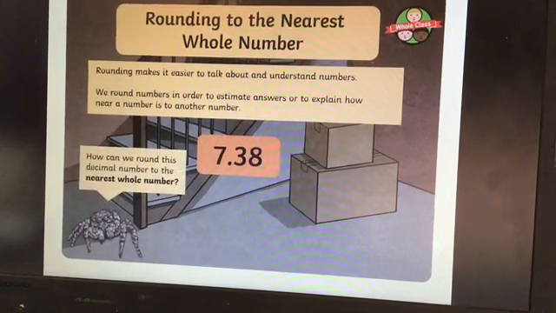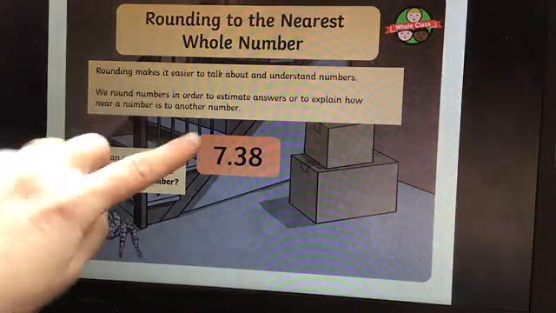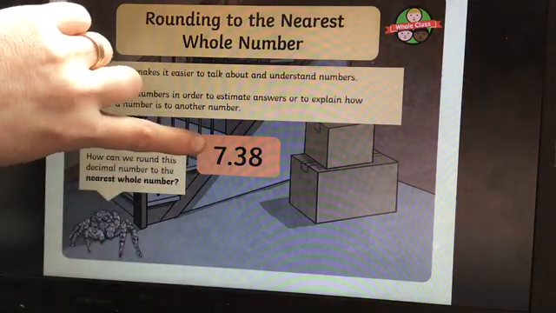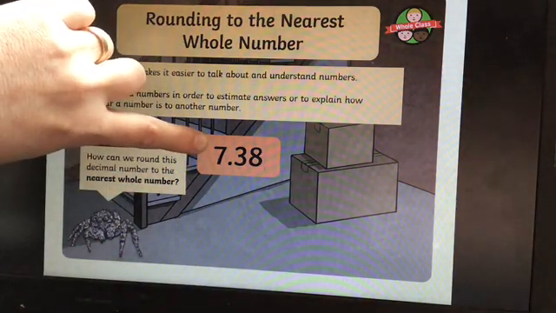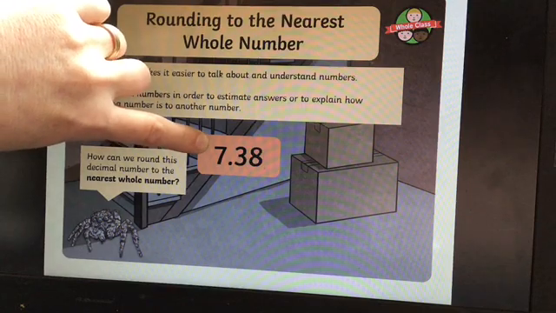So if I'm looking at the number 7.38, I'm going to think, how can I round this to the nearest whole number? Now remember, the whole number is the number that appears before the decimal point. So I'm looking to round it to the nearest whole number.